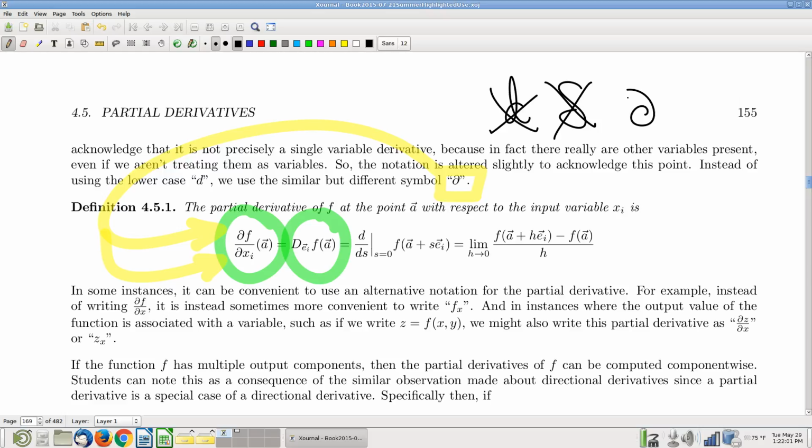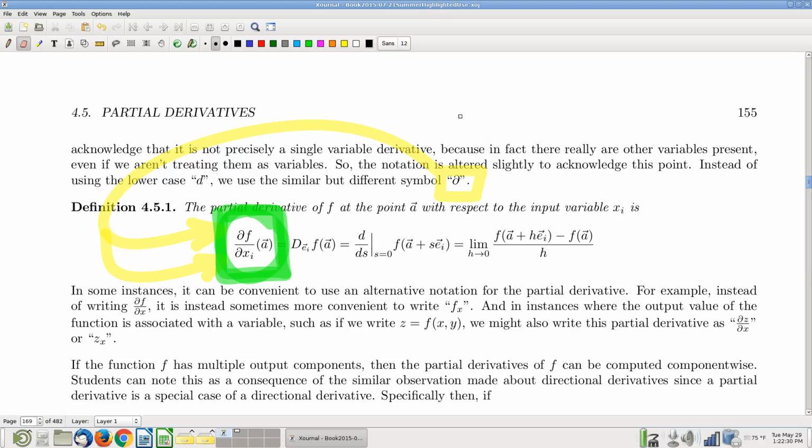So this gets pronounced, if you're looking at this expression here, you can say the partial of f with respect to xi. A lot of times people will abbreviate that to partial f, partial xi. Totally fine. But very important, don't use a d. If you write a d, it's kind of wrong.